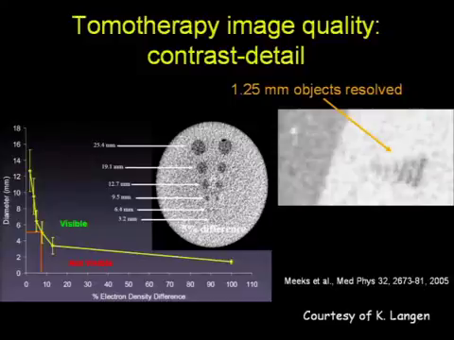Again, commercial phantoms have been used for tomotherapy, and here's an example of using a diagnostic tool to assess performance of the tomotherapy image reconstruction, again using contrast detail objects and spatial resolution objects. And Meeks et al. have reported that 1.25 millimeter objects can be resolved, and objects of up to a few millimeters can be resolved as well, depending on the signal-to-noise characteristics of the image.